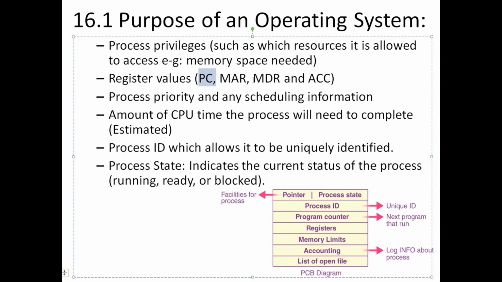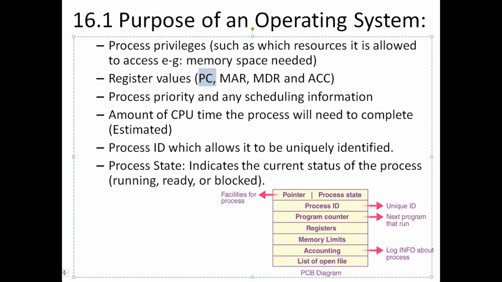This is an estimated time only. It may be finished in less or more time. It also has a process ID, which allows it to be uniquely identified, as well as the process state. That basically means whether the process is running, ready, or blocked. A blocked process is a process which cannot run due to a lack of some resources.